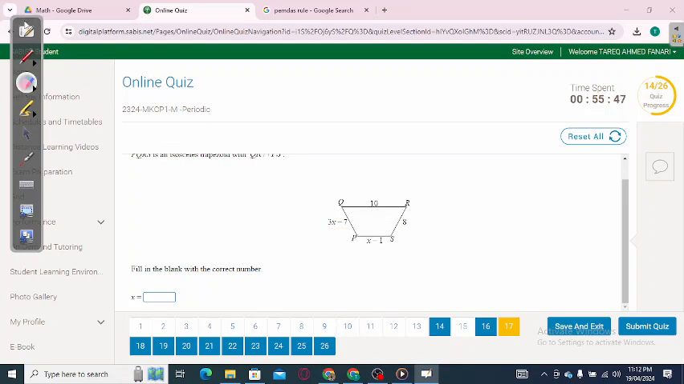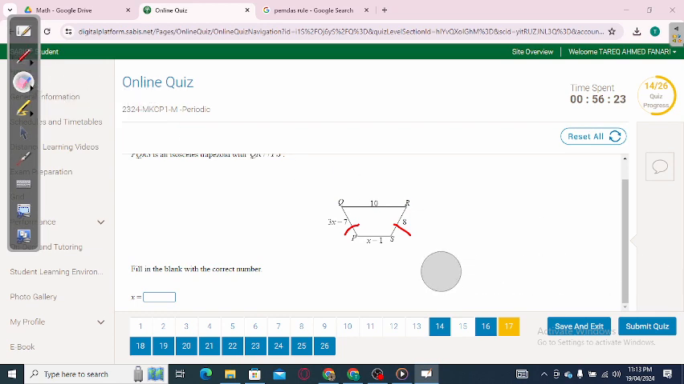What I mean is, in an isosceles trapezoid, this and this are parallel. So QR is parallel to PS. They're parallel, but they're not equal. So if I write equal, they're not equal. The non-parallel sides, which are this and this, are equal. This is how you draw equality in geometry. These two are equal.